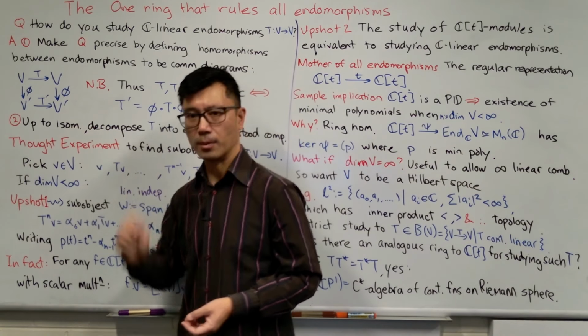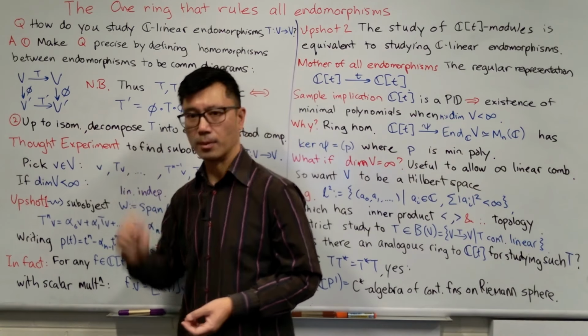Given a linear endomorphism, you actually get not just an action of this one operator, you get this whole polynomial ring acting on this vector space. Okay, and so this second upshot of what we've been talking about here is that the study of modules over this polynomial ring in one variable, little t, is equivalent to the study of C-linear endomorphisms.